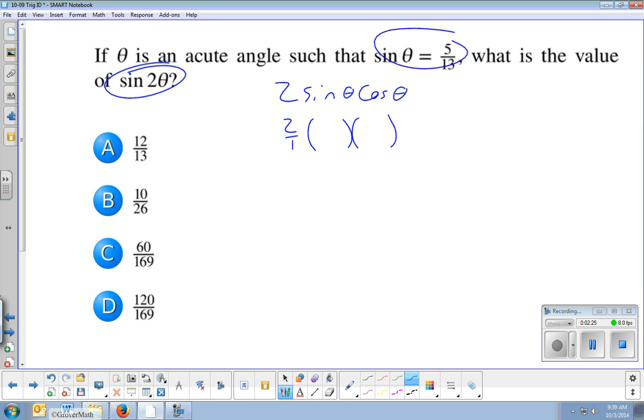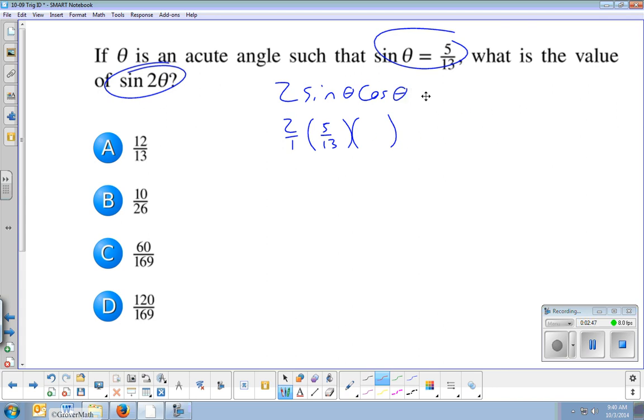They tell us sine theta is 5 over 13. But what they don't give us is cosine theta. That's really what makes this problem a problem, because if they gave us sine and cosine, we would just plug it in and solve. But usually you have to find something before you can get to that stage. So we have to find cosine theta.